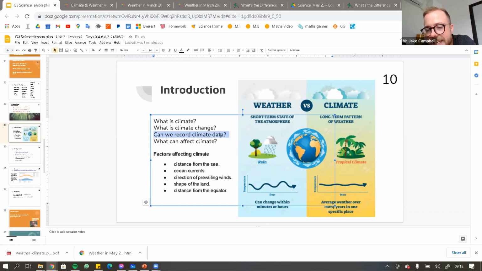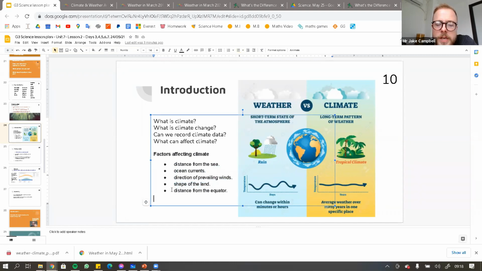Can we record climate data? Well, yes, we can. And we're going to be looking at climate data today to see if it changes quickly or slowly. Okay. And things that can affect climate change. All right. These things you will study one day. You will probably study these in grade 5. Okay. Distance from the sea, ocean's current, direction of prevailing wind, shapes of the land.